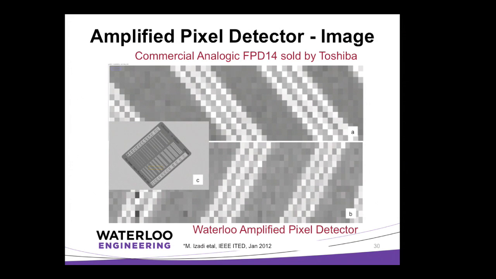And what I like about this image is I've compared here a commercial device that's sold by Toshiba, the Analogic FPD14, with the image that we got from our active pixel detector, the amplified pixel detector with selenium. And it's quite comparable, actually. Our pixel pitch was better than the commercial one that they sold, and the SNR also turned out to be better, and I'll show you what I mean by that.